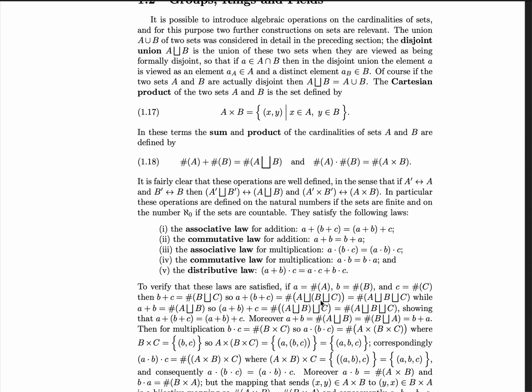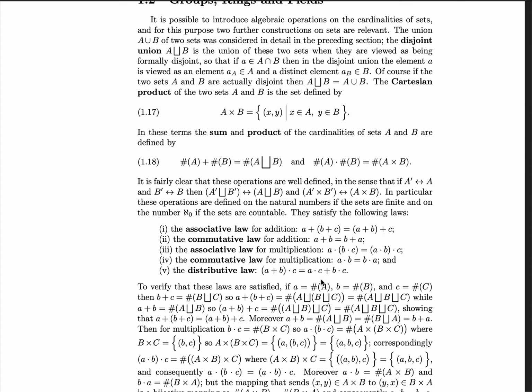And since we've already considered the union, we'll now consider the disjoint union of two sets A and B, which is the union of these sets when they are viewed as being formally disjoint, such that any element in the intersection can be viewed as a from the first set A, or a sub B, which is an element of the set B. That is, if you have a set {1, 2} and a set {2, 3}, the disjoint union of those two sets would be 1, 2, 2, 3, where the 2's are considered different because they come from different sets. Of course, if the two sets are actually disjoint, then the disjoint union of them is identical to the union of the two sets.